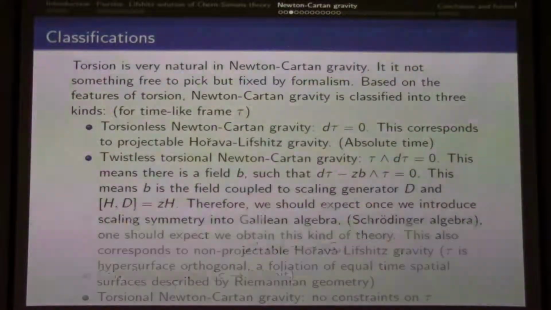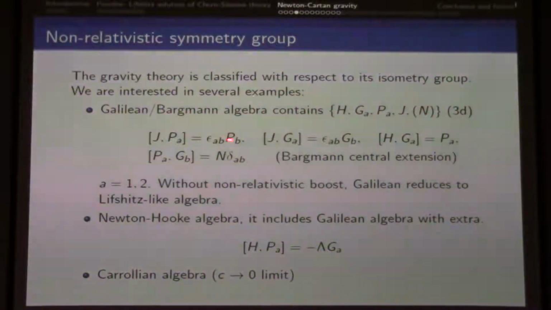symmetries. So these symmetries we are interested in include, first, the Galilean algebra, which contains H, the time translation, G, the Galilean boost, P, the spatial translation, and the rotation. I'm giving an example in 3D. And you can add a central extension to this algebra, and then the whole algebra will be called the Bargmann algebra. And here, the A runs from 1 to 2, just because we are in 3D.